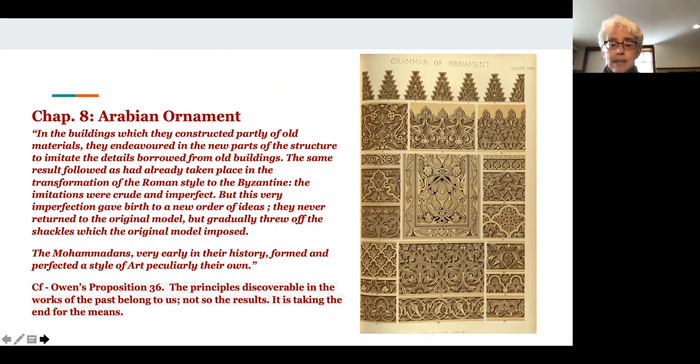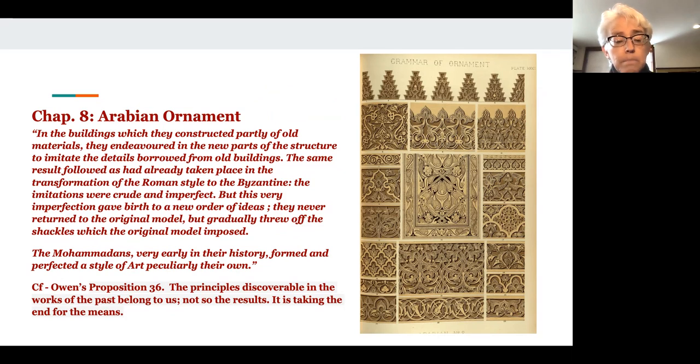So chapter 8 of the Grammar of Ornament is Arabian Ornament. And I've quoted some sections of his description there. And the first is, in the buildings which they constructed partly of old materials, they endeavored in the new parts of the structure to imitate the details borrowed from the old buildings. The same result followed as had been taken already in the transformation of the Roman style to the Byzantine, and the imitations were crude and imperfect.